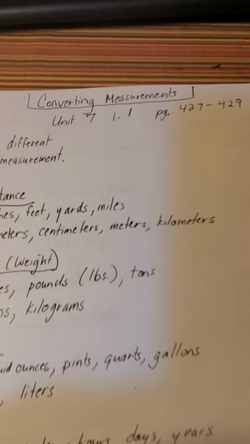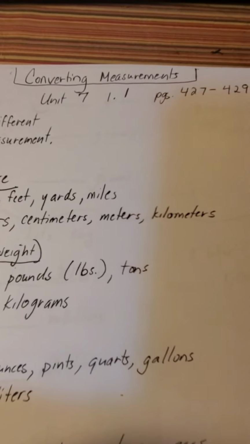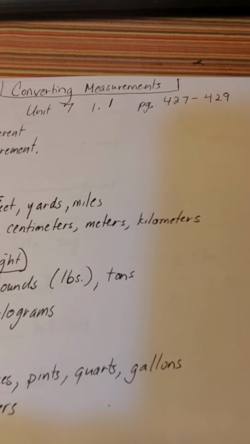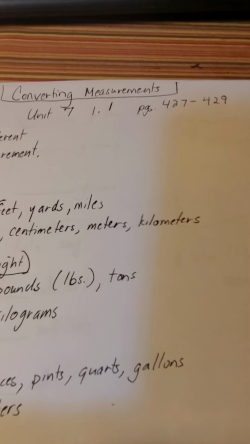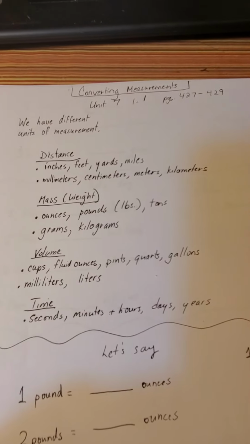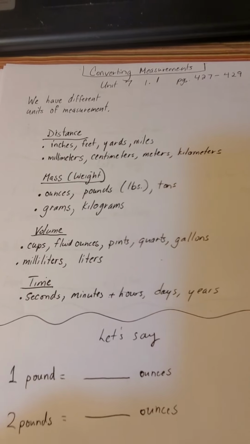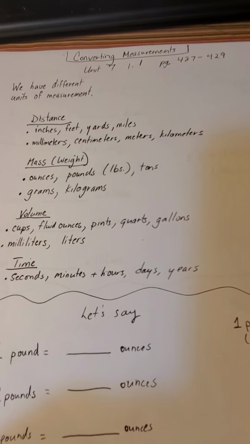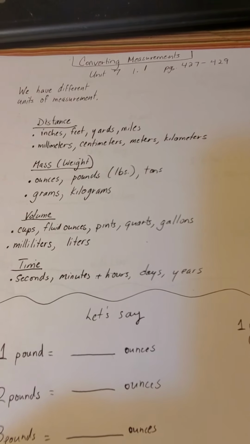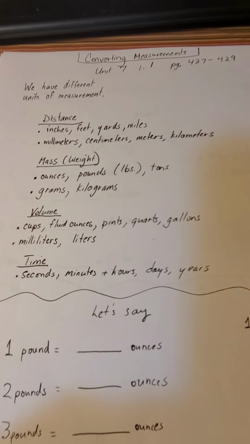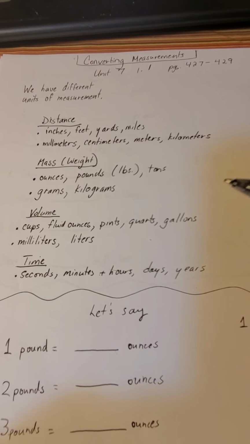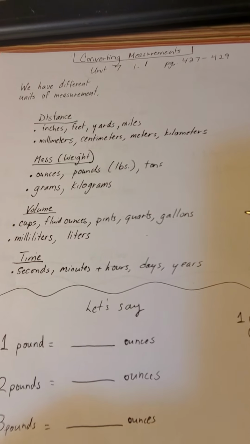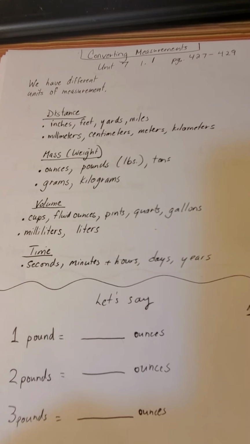Today we're going to do a lesson on converting measurements. This is in your big book, Unit 7, 1.1, pages 427 to 429. So this lesson goes along with those pages. In this video, I'm going to go over the lesson, and then in the next video, I'm going to show you how to complete the pages on Google Slides. I prepared a Google Slide for you, so you can actually do the work in Google Classroom, and we can do a page together, and then you can do the other pages afterwards.